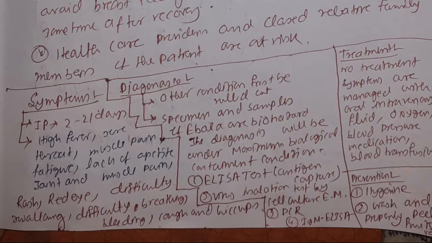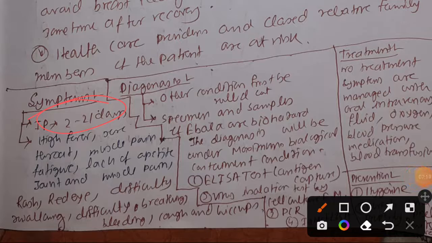So, symptoms. The incubation period is 2 to 21 days. Okay, you may observe high fever, sore throat, muscle and joint pain, along with lack of appetite. In some patients you can observe red eyes, then rashes, difficulty swallowing, difficulty breathing, bleeding, cough, and hiccups. Okay, so those are the important symptoms.